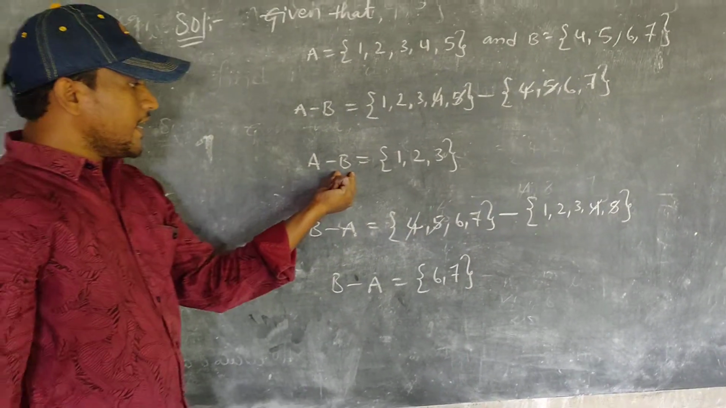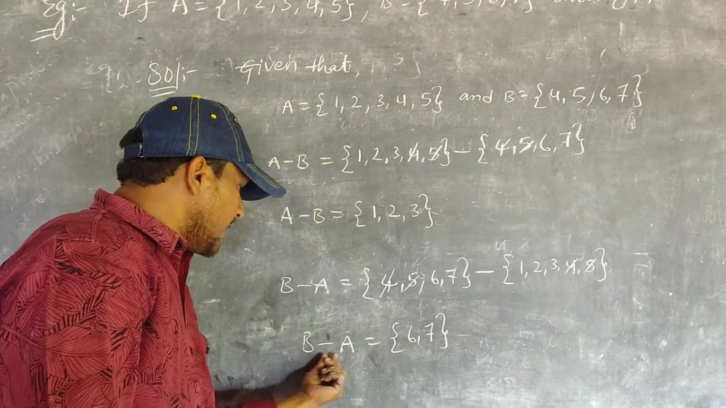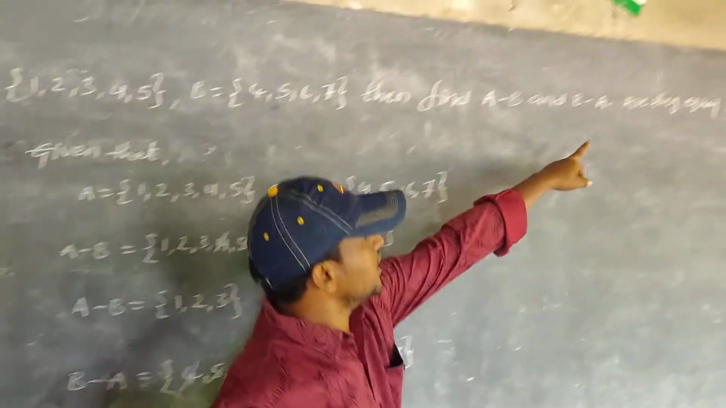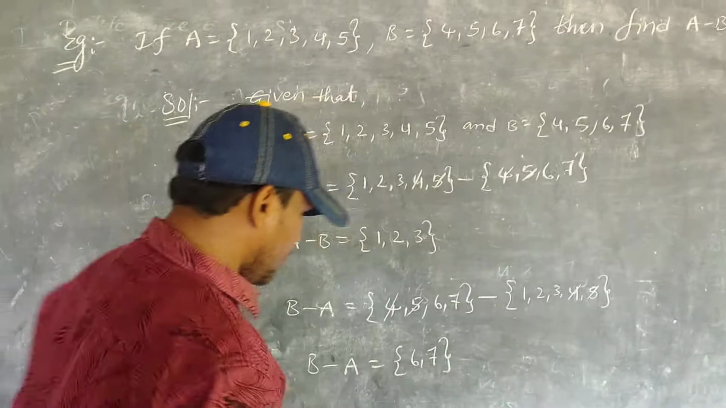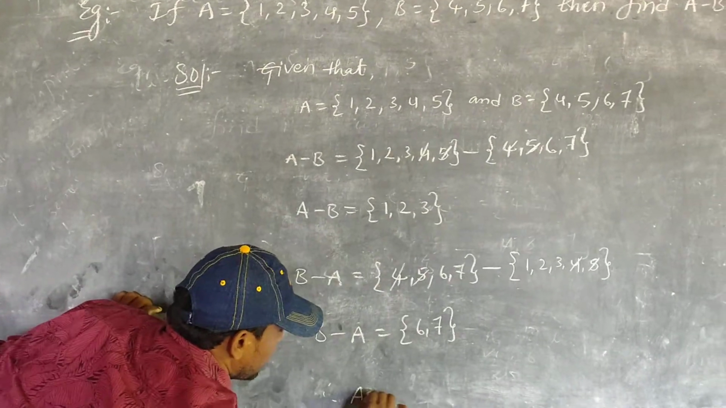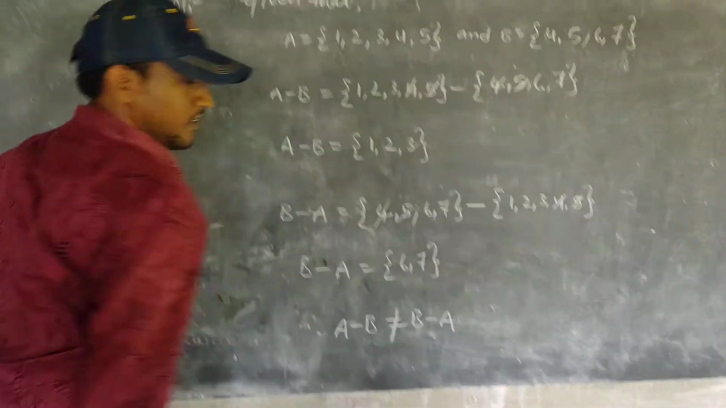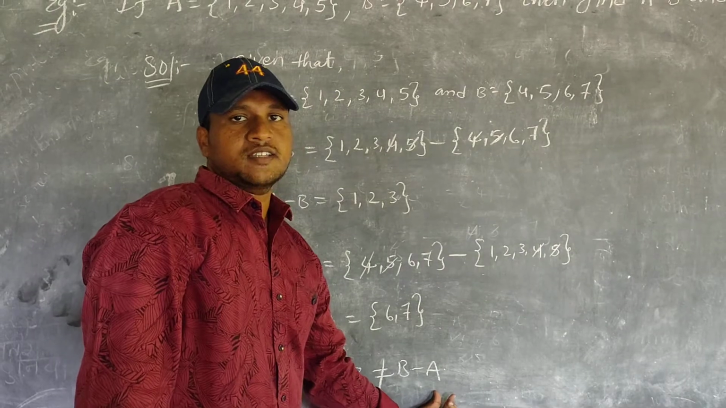What is A minus B here? {1, 2, 3}. What is B minus A here? {6, 7}. What is the question here? Are they equal? Not equal. Therefore we conclude A minus B is not equal to B minus A.